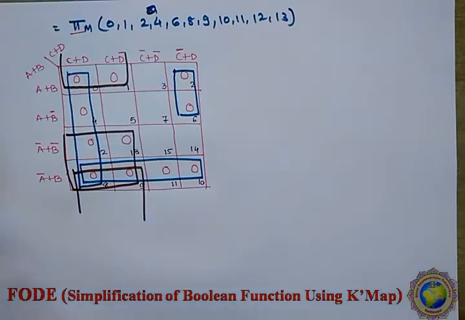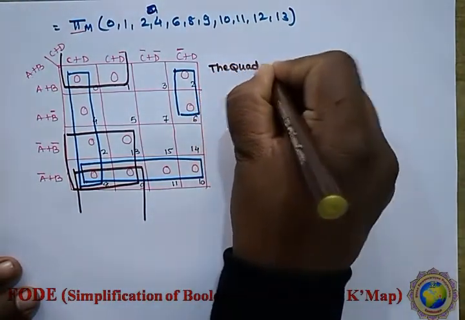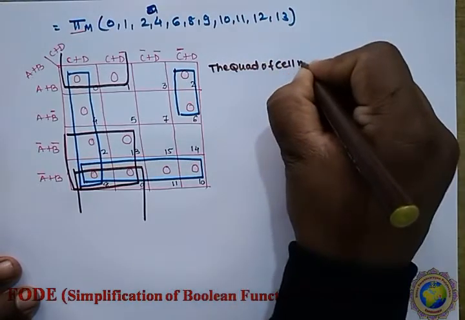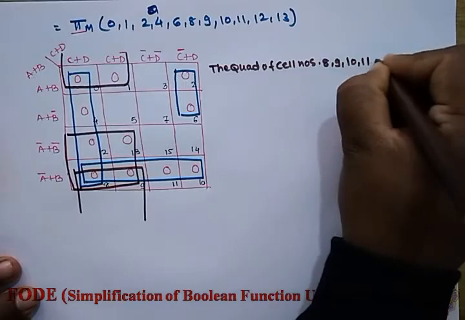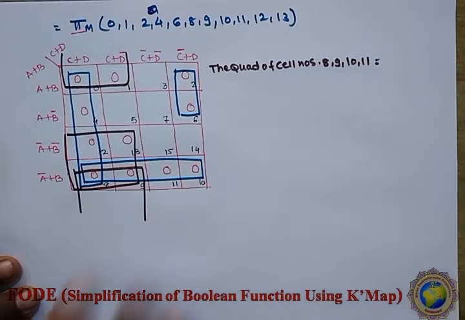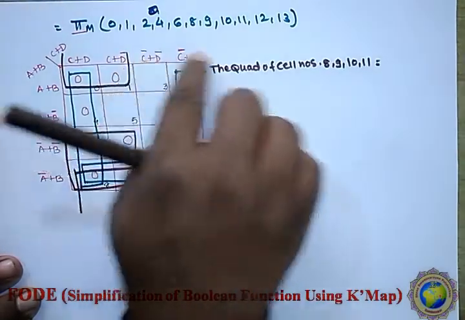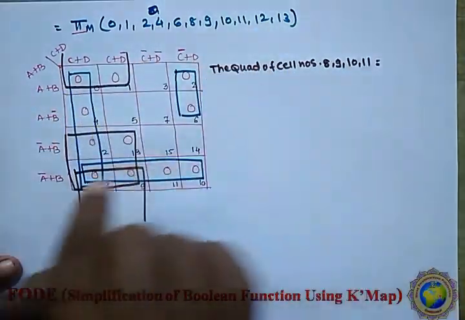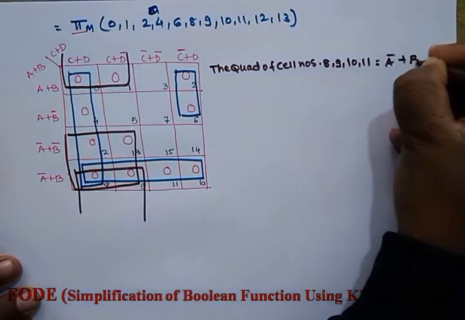1 pair is possible. So the quad of cell numbers 8, 9, 10, 11. So which is the common? You can see here these 4s are there. So this 4 also, but it is C bar, D bar. So C is changed, D is also changed. The common is only A bar plus B. So you can write here A bar plus B.